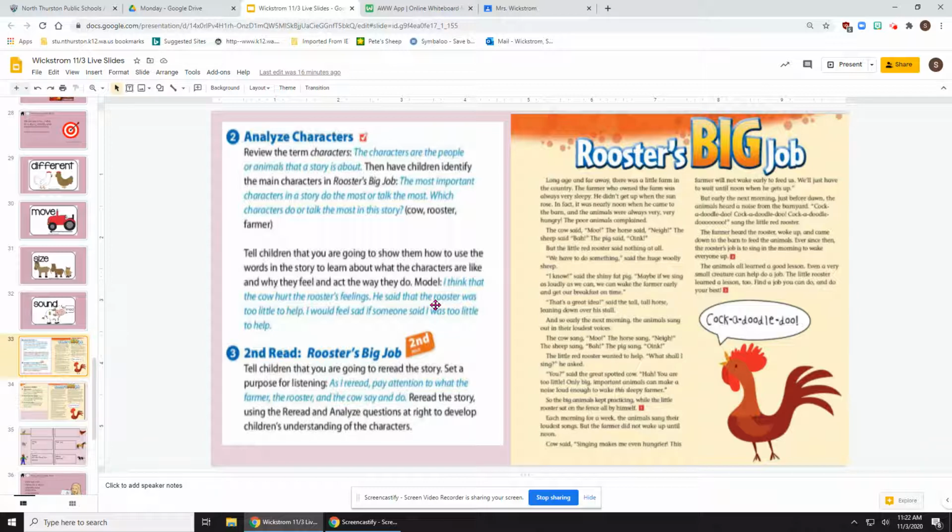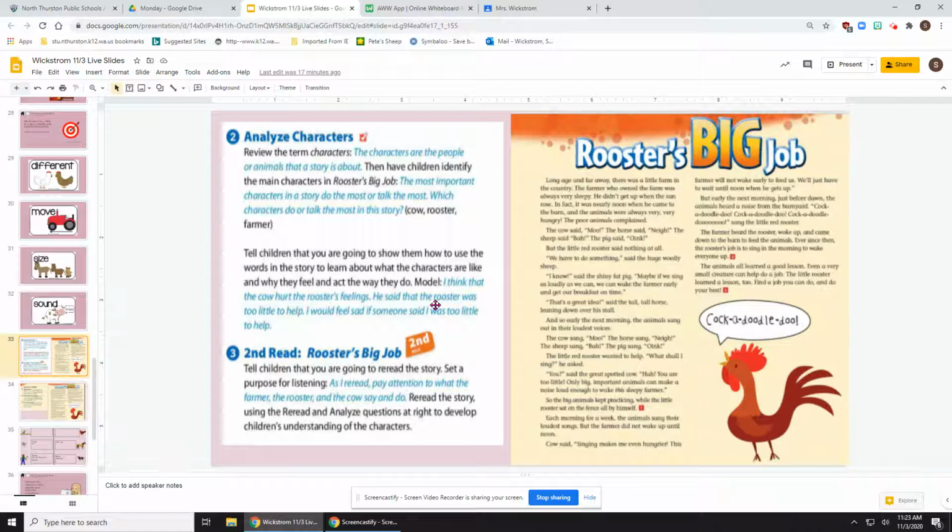At the end of the story, I'm going to read this part to you, and I want you to think about how you think the rooster feels now, and why you think that. So listen as I read. The farmer heard the rooster, woke up, and came down to the barn to feed the animals. Ever since then, the rooster's job is to sing in the morning to wake everyone up. So how do you think the rooster feels now? And why do you think that? If you need to pause the video and have some think time to answer the question, go ahead and do that.